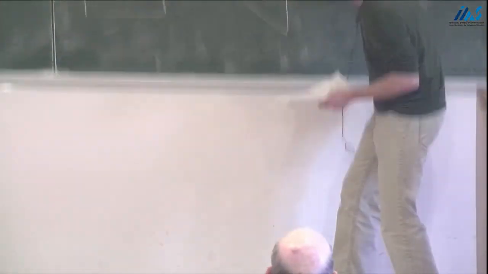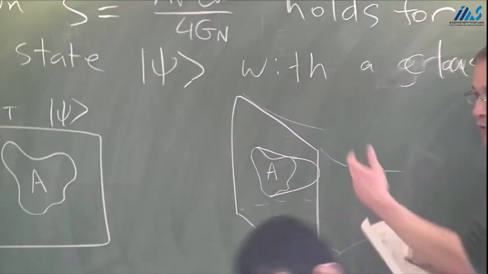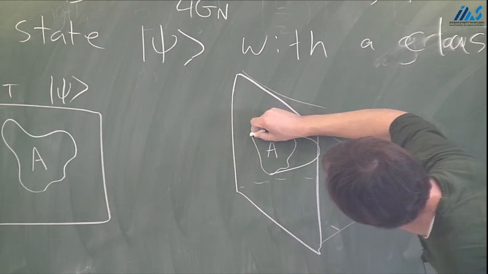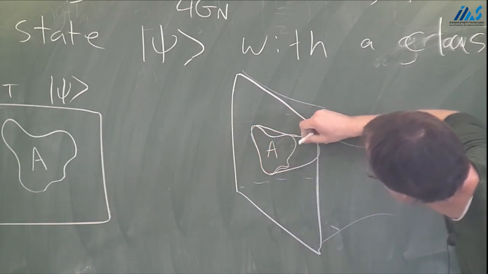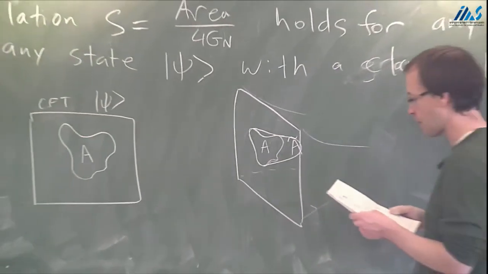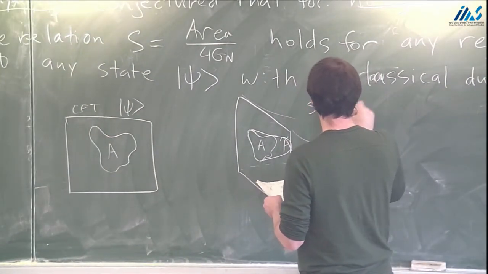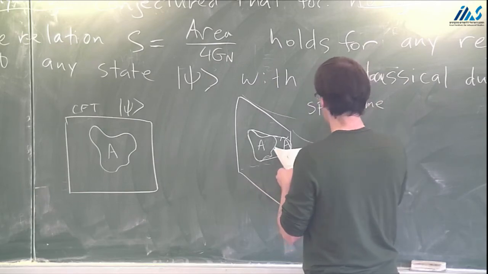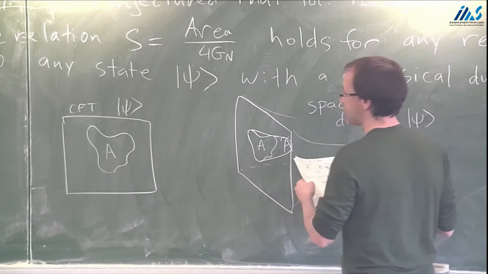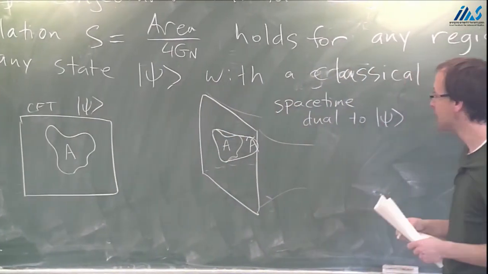I can compute the extremal area surface that ends on that, which has the same boundary as A, so A tilde has the same boundary as A. And this is in the space-time, whatever space-time is dual to psi. So if it's not the vacuum, it won't be pure AdS. It would be some asymptotically AdS space-time.